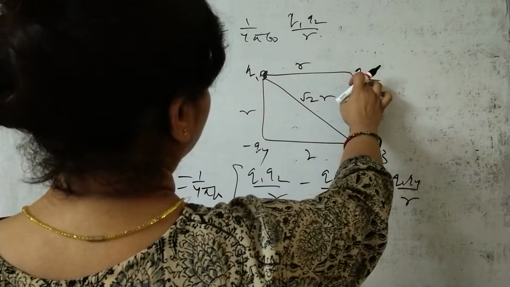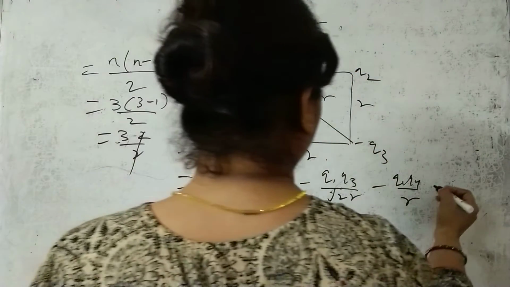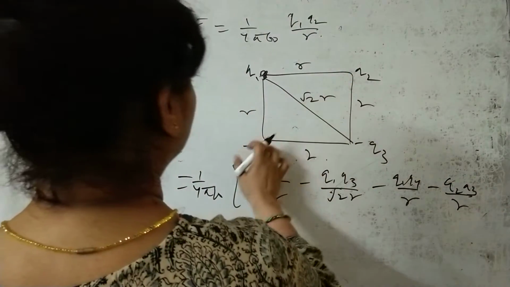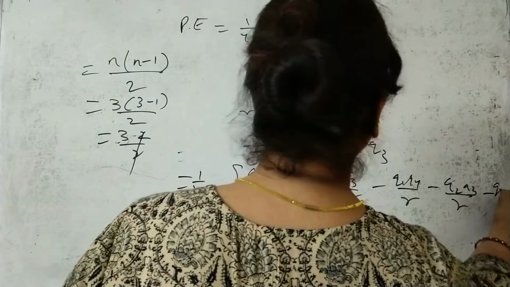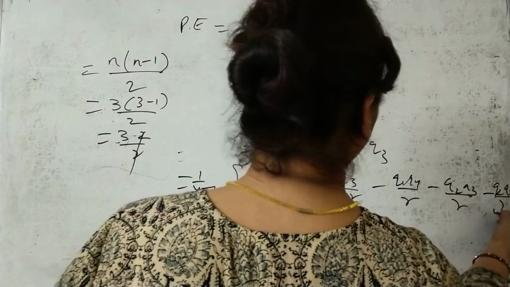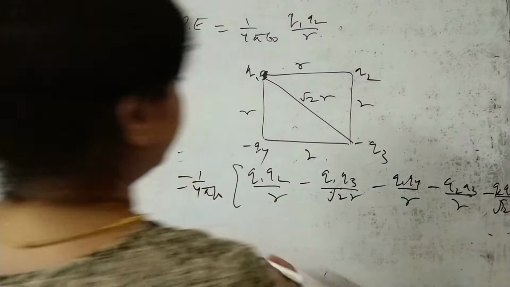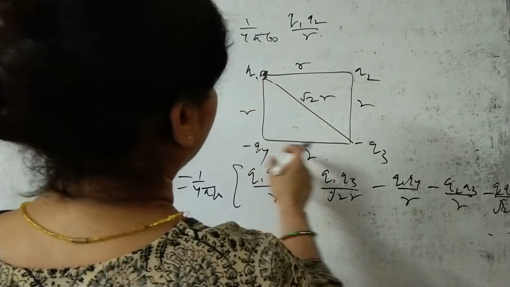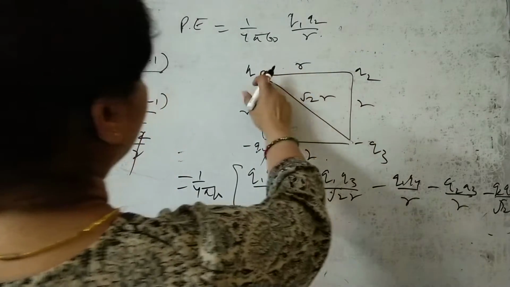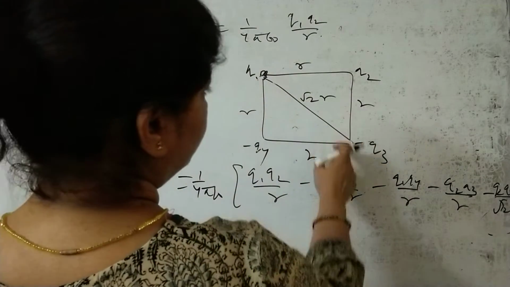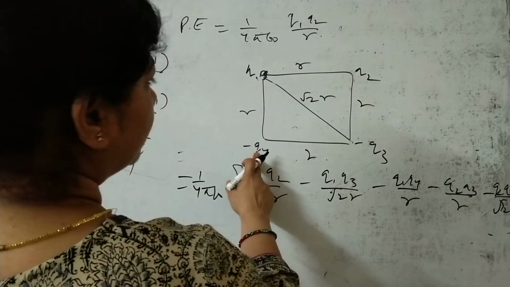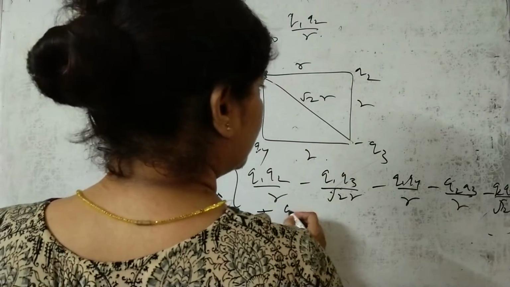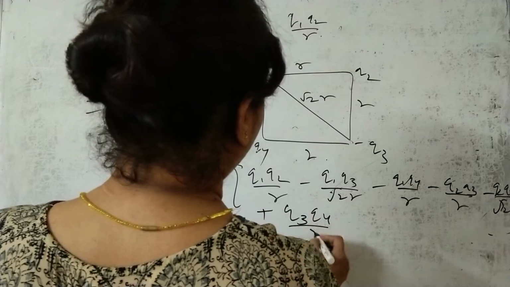So let us do Q2 interaction with Q3. So minus Q2 Q3, and this is again r, then minus Q2 Q4 divided by root 2 r. Let us see what is left out. We completed 1, 2, 3, then this is all done. Q2 with Q1 is done, Q2 with Q3 is done, and then Q3 with Q4. Now let's do Q3 and Q4. So minus plus Q3 Q4 divided by r.